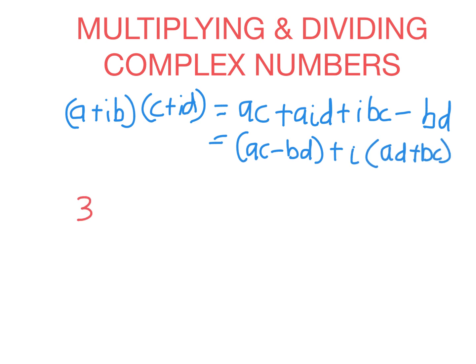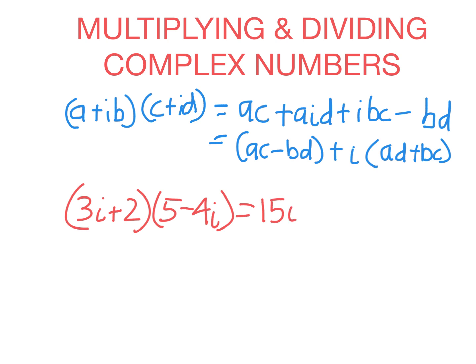So let's say I want to multiply 3i plus 2 by 5 minus 4i. So all we do is use our expansion of brackets. 3i times 5, 3i times minus 4i, so 3 times -4 is -12, i times i is -1, so that's going to give me +12. 2 times 5 is 10, 2 times -4i is -8i.